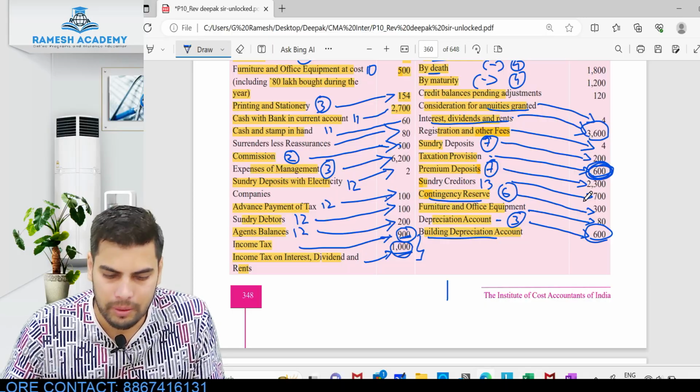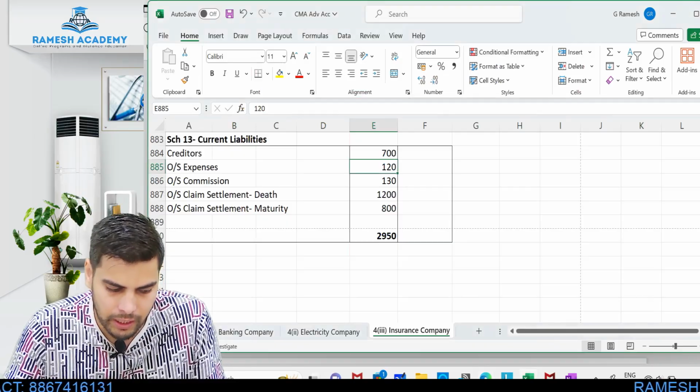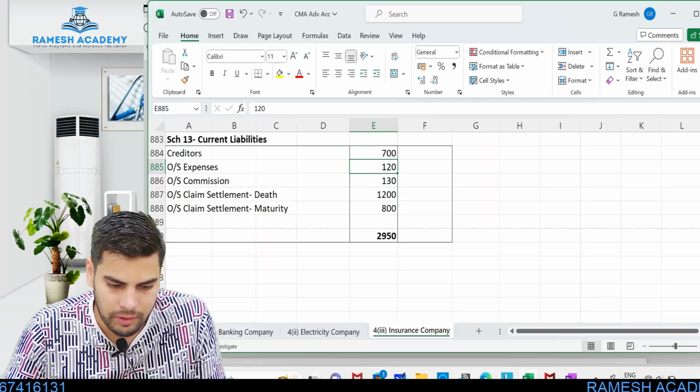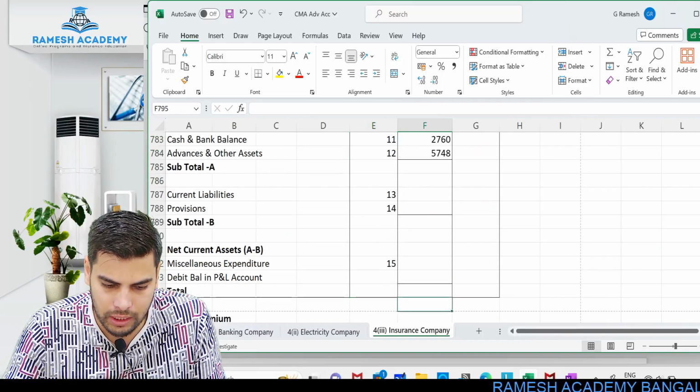A lot of alignment problems, guys. So creditors, if you see over here, this is actually 700. I had written this value. Okay, so creditors it is 700. 2950 rupees would be the value. So I'll just write it in the balance sheet, 2950.